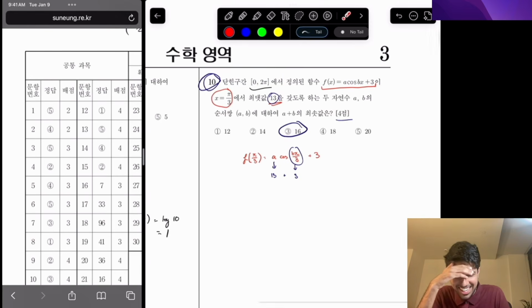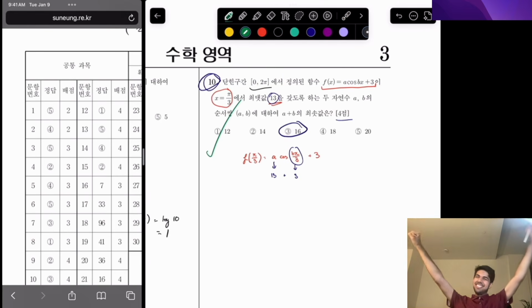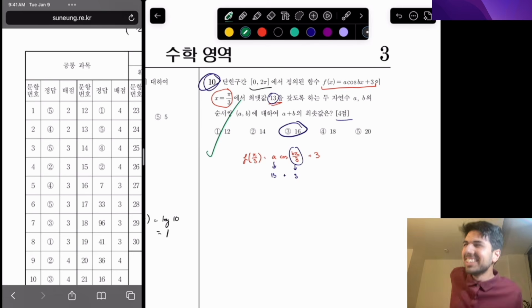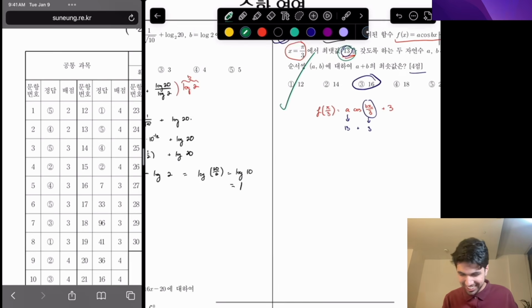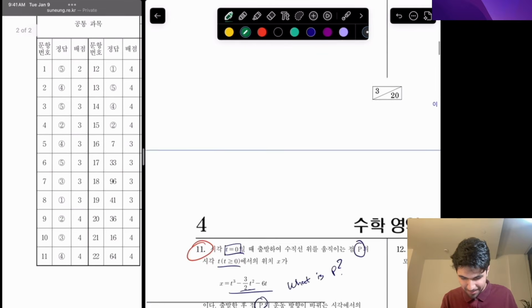You've got to be kidding me. This is the question that I stared at for a while and then just guessed on because A should be 13 and B should be 3. I'm curious what it says. Okay, the translation isn't great, but it seems like the number 13 refers to the maximum value of something, and we're trying to find the minimum value of A plus B. Come on, let's go.